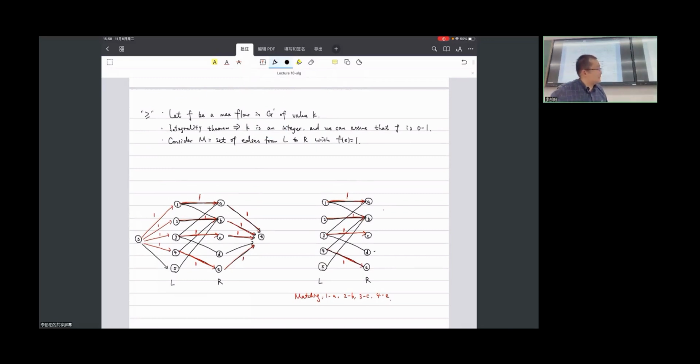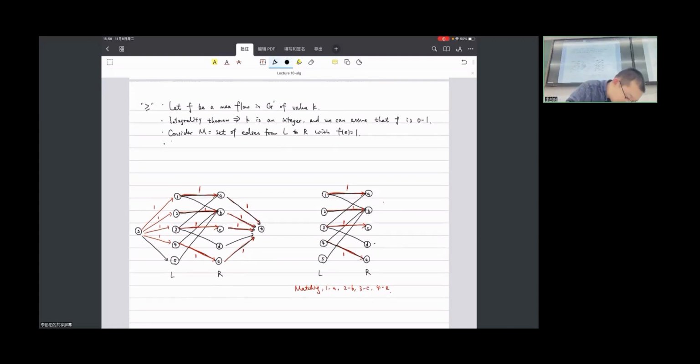We just consider this M here, and we are going to prove that this is indeed a matching. This is actually very easy to do because, due to capacity constraints on the edges between S and L, and also on the other hand between R and T, each node in L and R contributes at most one edge. And this proves that M is actually a matching.